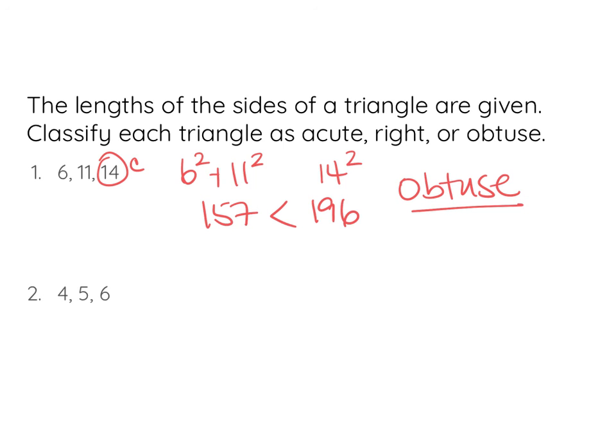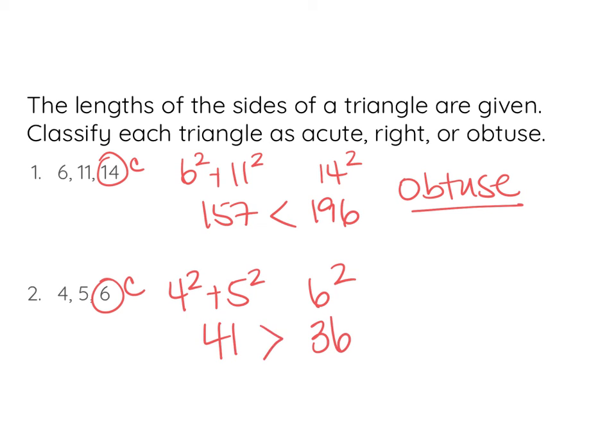Can do the same thing down here. Again, this 6 has to be my C because that's the biggest side. So 4 squared plus 5 squared, I'm going to compare that to 6 squared. So 16 plus 25 is 41. 6 squared is 36. So this time A squared plus B squared is greater. So that is acute.